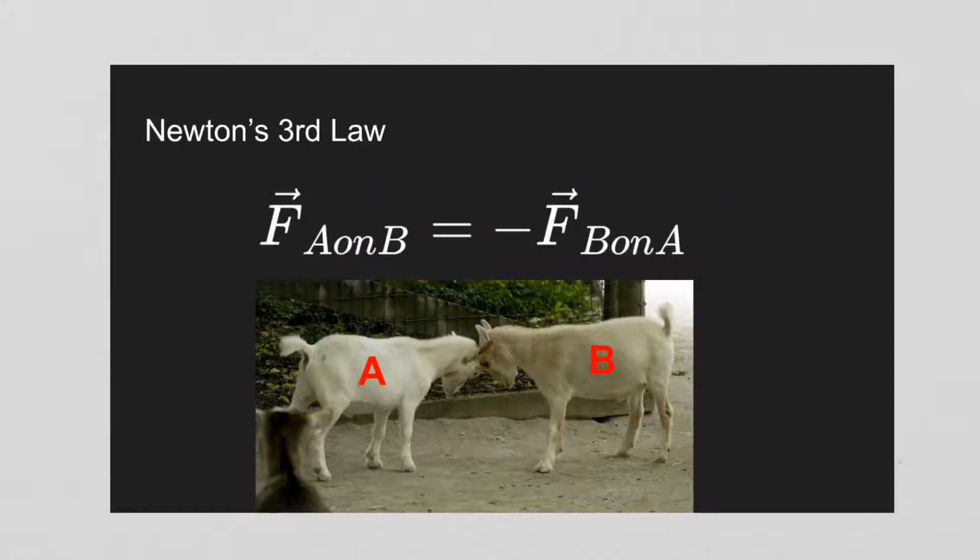And all it means is that if A hits B, B hits A. The negative is just a directional component. Notice, one force acts on object B and the other force acts on object A. They have to act on two different objects. That's very important. So one force on object A, one force on object B.